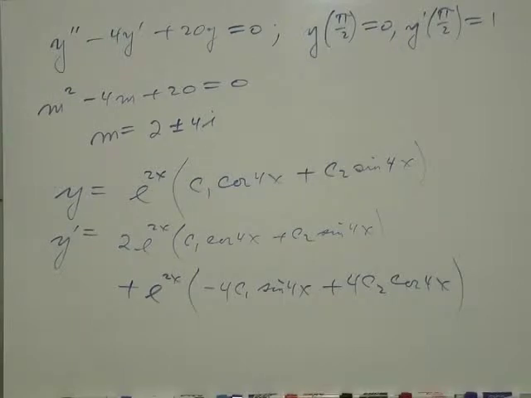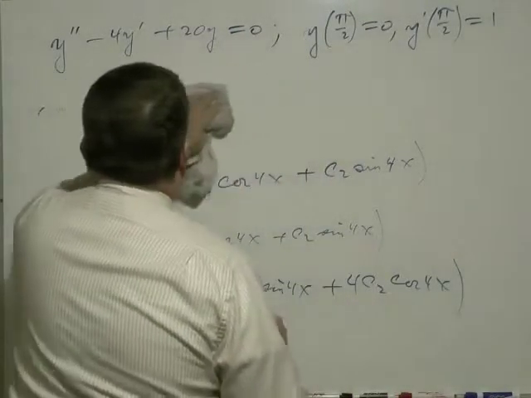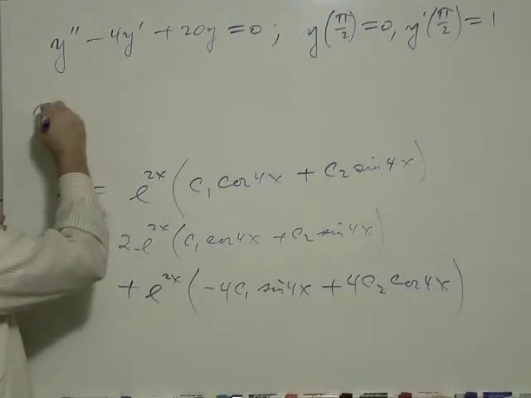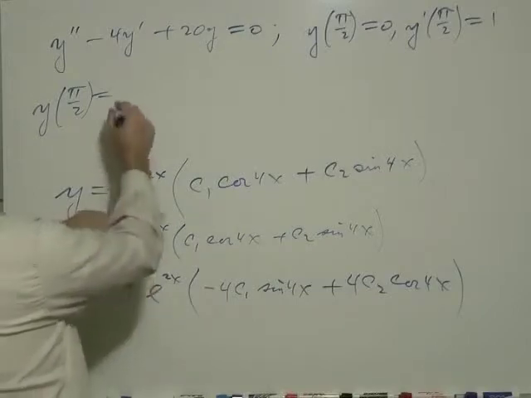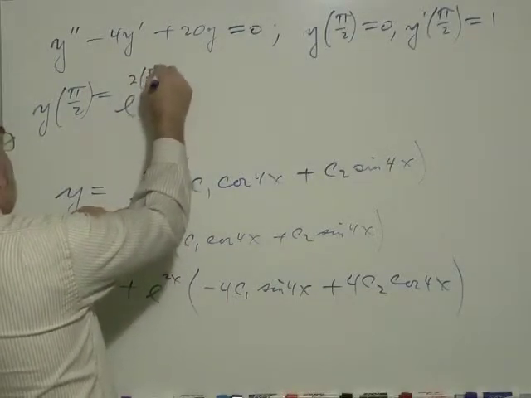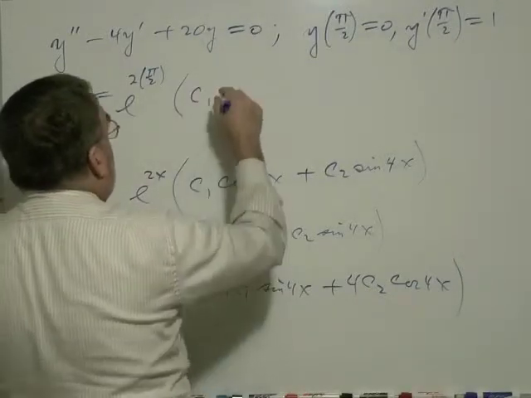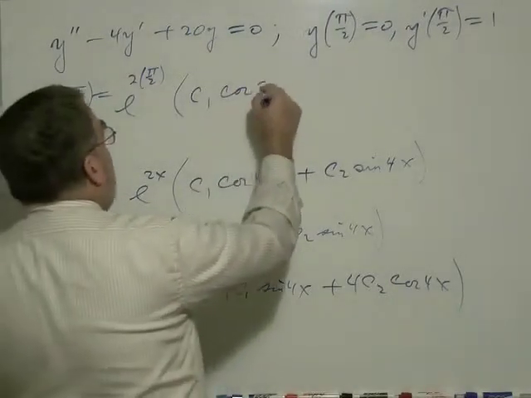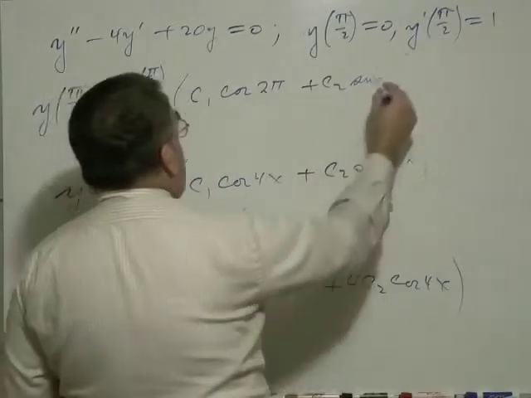So we have all that ready to plug in the initial conditions, and what are we doing? We're trying to figure out what C1 and C2 are, the two constants. So let me erase this, and we'll use this one first. y at pi over 2 equals 0. So this is e to the 2 times pi over 2. We don't see that every day. Parentheses, C1 cosine of 4 times pi over 2 is what? That's going to be 2 pi, isn't it? Cosine of 2 pi, and then plus C2 sine of 2 pi.